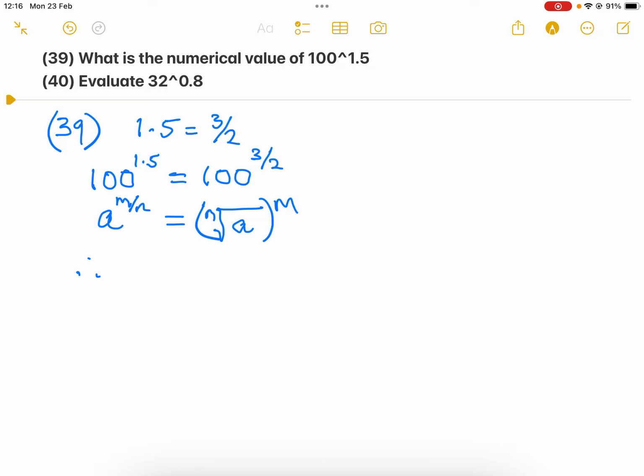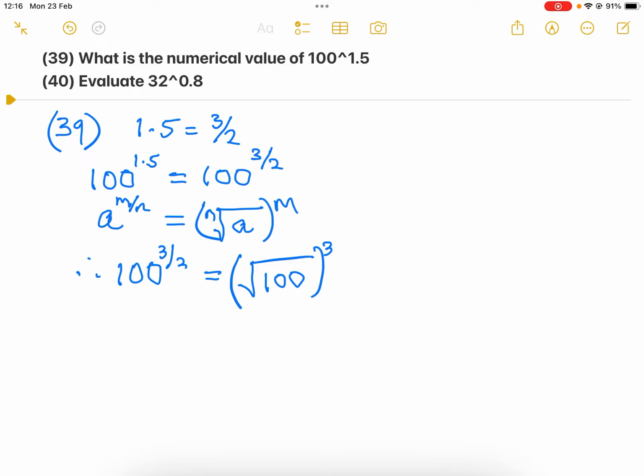So what is the next step to take? Therefore, we have that 100 raised to power 3 over 2 is the square root of 100 raised to power 3.